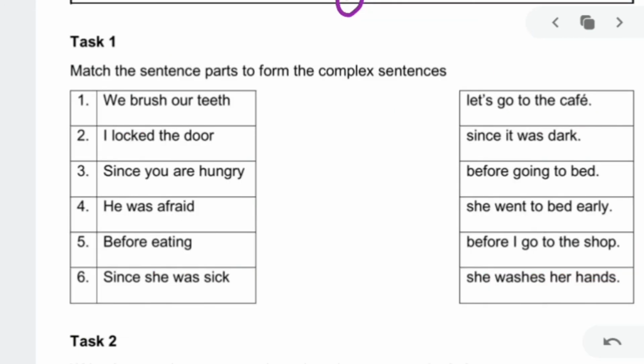Your task for today, task 1, match the sentence parts to form the complex sentences. Padankan pecahan bahagian ayat ini untuk menjadi ayat kompleks yang betul. You can see that in this part, some parts start with conjunctions. Jika anda lihat di bahagian ini, terdapat pecahan ayat yang menggunakan kata penghubung di permulaannya. Sebagai contoh, since, before, dan since.